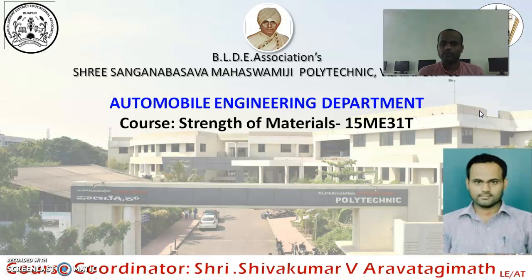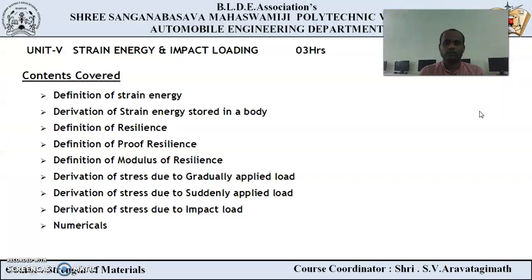Today I am discussing the fifth unit of Strength of Materials, that is strain energy and impact loading. It is 3 hours and it carries 10 marks. The contents covered in this chapter are definition of strain energy, derivation of strain energy stored in a body, definition of resilience, proof resilience, modulus of resilience, and the derivation of stress due to gradually applied load, suddenly applied load, and the impact load.